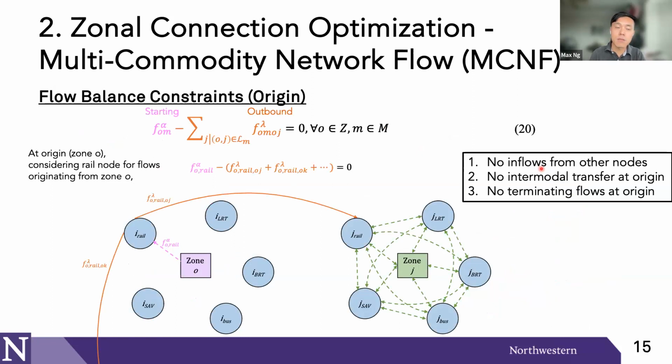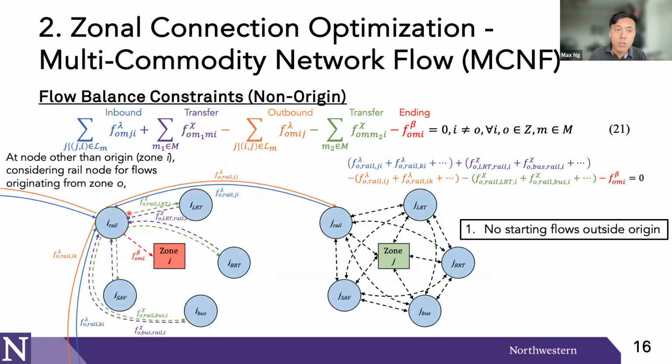Then for the flow balance constraint at the modal node, for example, this one here, it's quite simple because after we label the flow by origin, we can ensure that there are no inflows from other nodes. And there will also be no intermodal transfer and no terminating flows at the origin. And therefore, the starting flow will be equal to all the outbound flow summed up together, which are the orange arcs here.